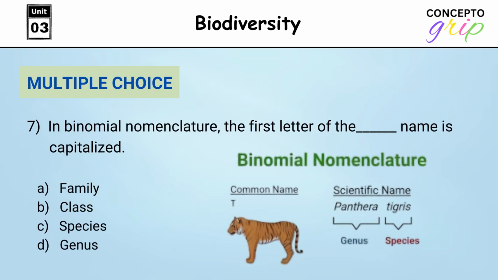Number 7. In binomial nomenclature, the first letter of the dash name is capitalized. A, family, B, class, C, species, D, genus. The correct option is D, genus.